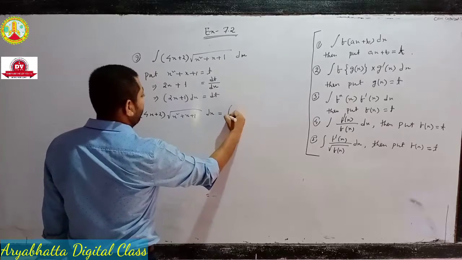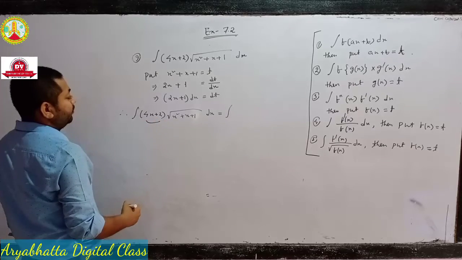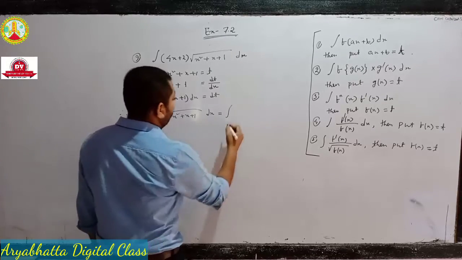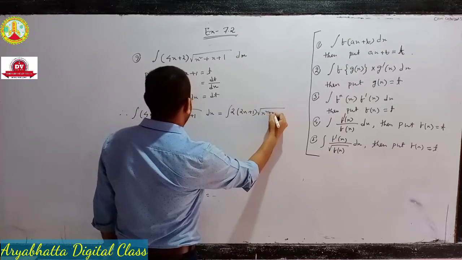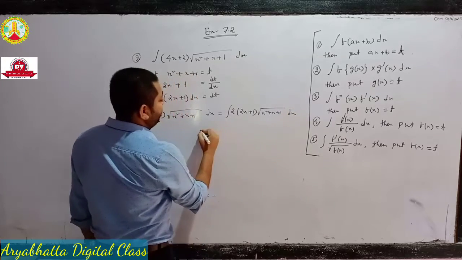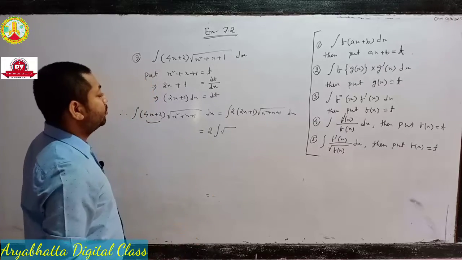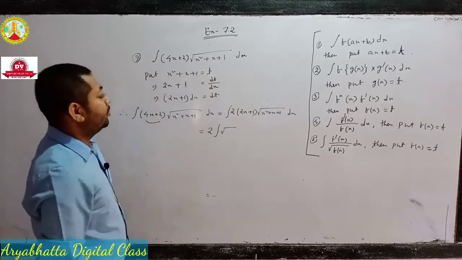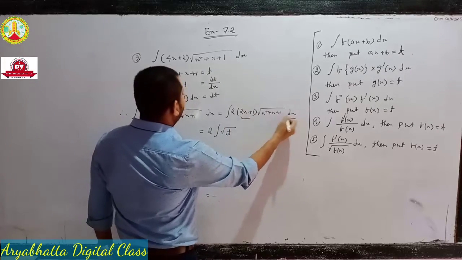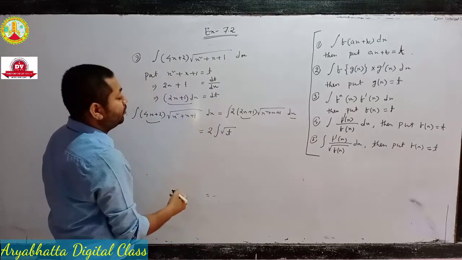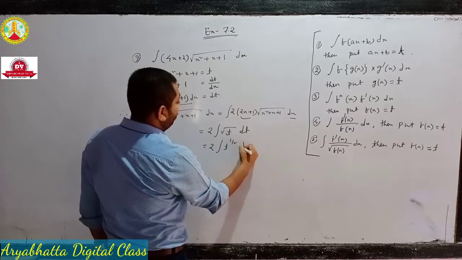This is equal to integration, taking common 2 from 4x plus 2, we have 2 into 2x plus 1 into square root x square plus x plus 1 dx. This is equal to 2 into integration root of x square plus x plus 1, here x square plus x plus 1 is equal to t, and 2x plus 1 dx is equal to dt. This implies integration t to the power 1 by 2 dt.